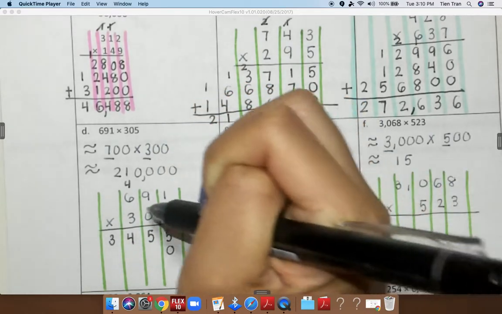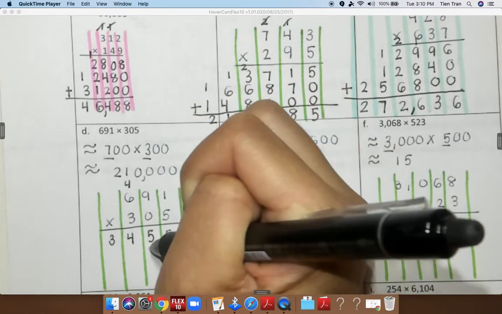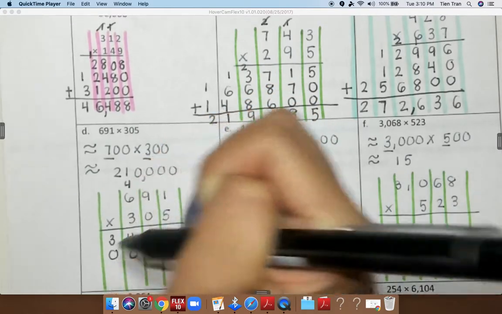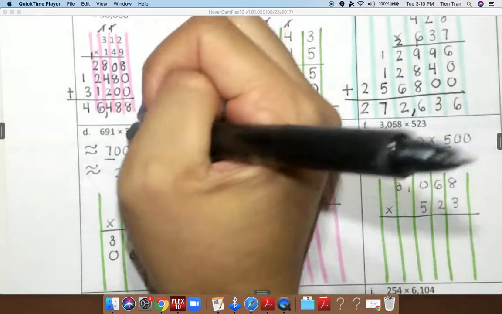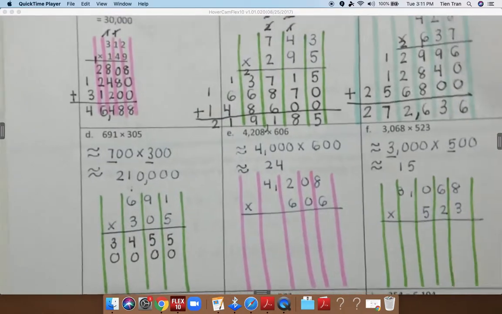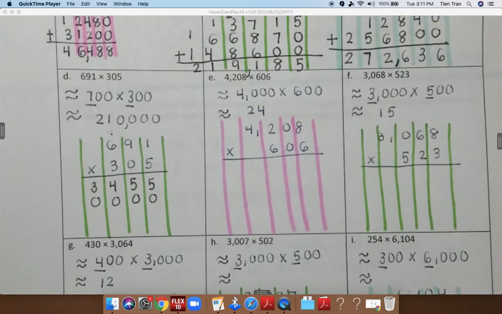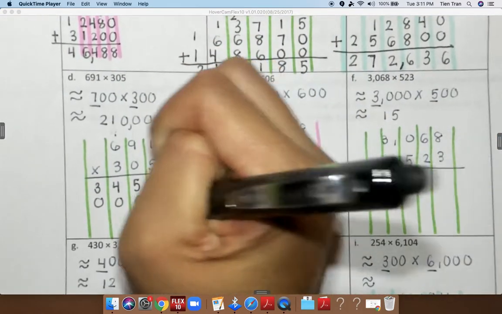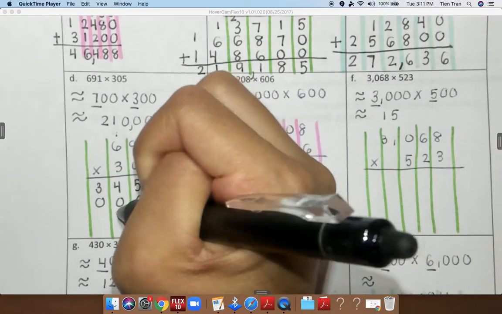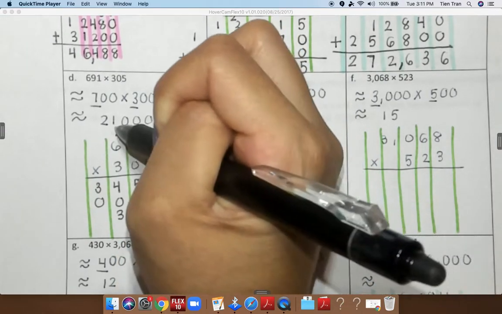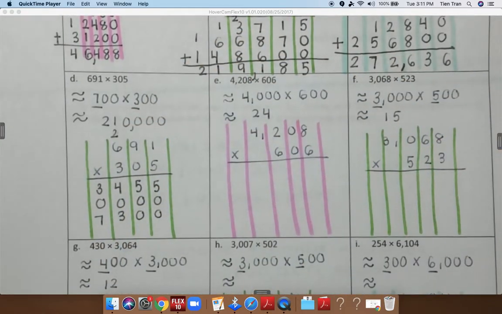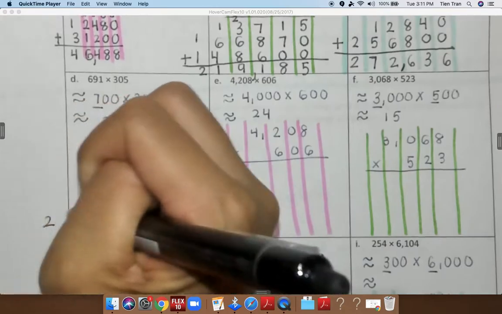Bring down my 0. 0 times 1 is equal to 0. 0 times 9 is equal to 0. 0 times 6 is equal to 0. And the reason being is because any number multiplied by 0 is going to give you 0. For the next problem, I'm going to add 2 zeros at the end. I'm multiplying 3 times 1, which is equal to 3. 3 times 9, which is equal to 27. And 3 times 6, which is equal to 18. 18 plus 2 is equal to 20.